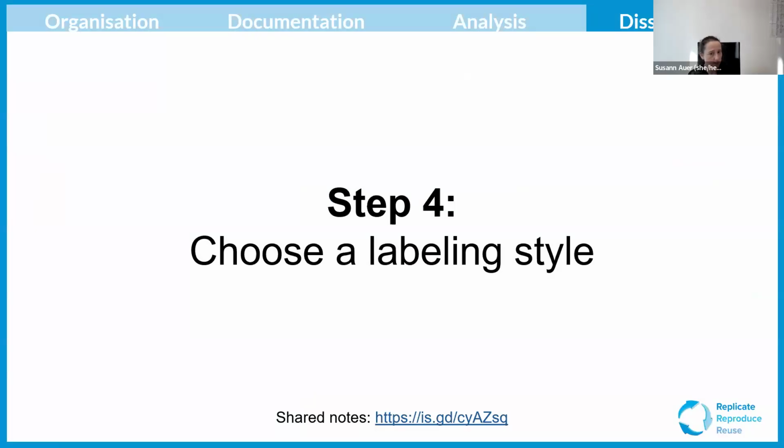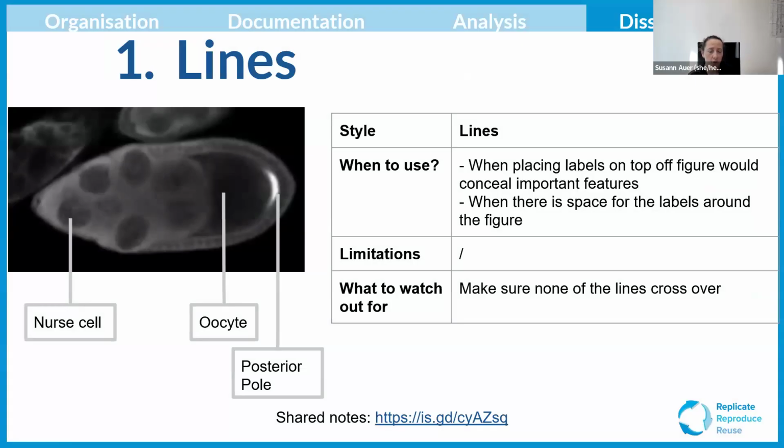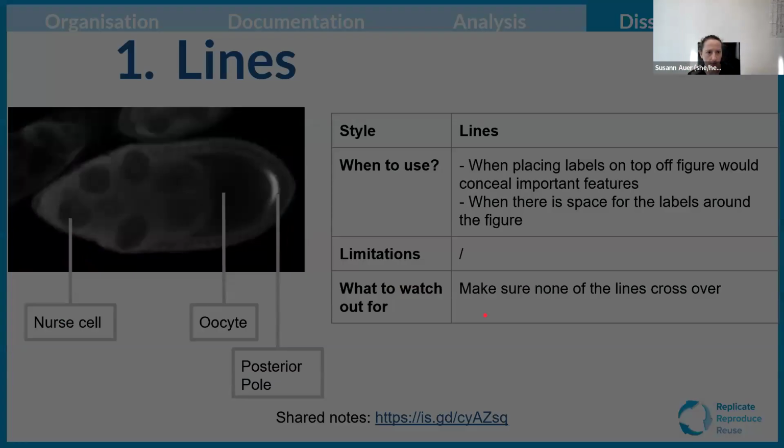All right, choose a labeling style. So I said that you should annotate and label your pictures. Again, in the microscopy world, there are different ways you can label. I'm not going to go into detail here, but of course you can use lines to label something to make it clear what is what. There are usually no limitations. You just need some space below or next to the image, and of course, the lines should not cross over.